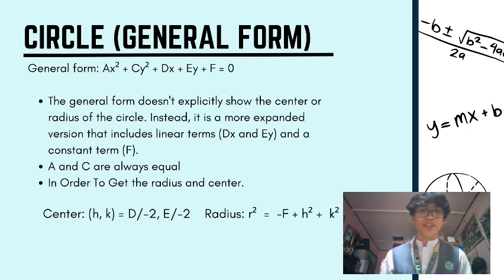In order to get the center and radius, you would need these formulas: h is equal to d divided by 2, and k is e divided by negative 2. Our radius would be r squared equals negative f plus h squared plus k squared. So you gotta remember those two formulas in order to proceed to our next topic, which is converting general form to standard form. Now, let's proceed on that one.